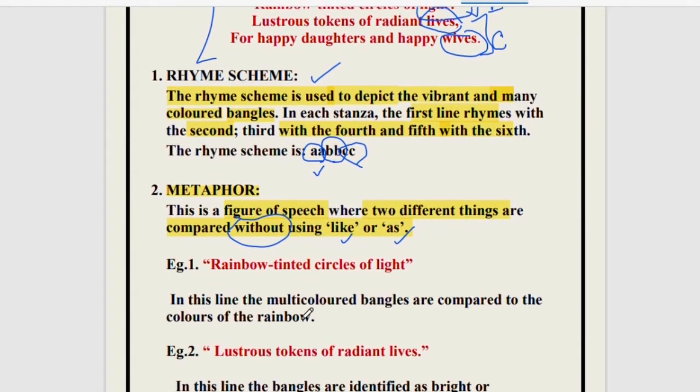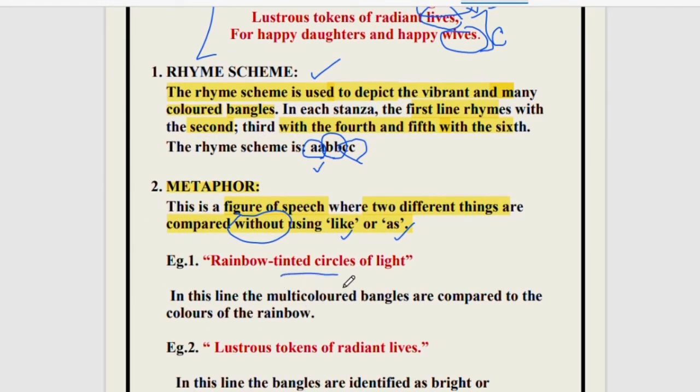See, rainbow tinted circles of light. It is a comparison between whom? We are talking about the bangles, the multicolored bangles. And it is compared to what? The various colors of the rainbow. These two things are being compared. But do we see like or as in this line? No, there is no use of like or as. So this is a metaphor.